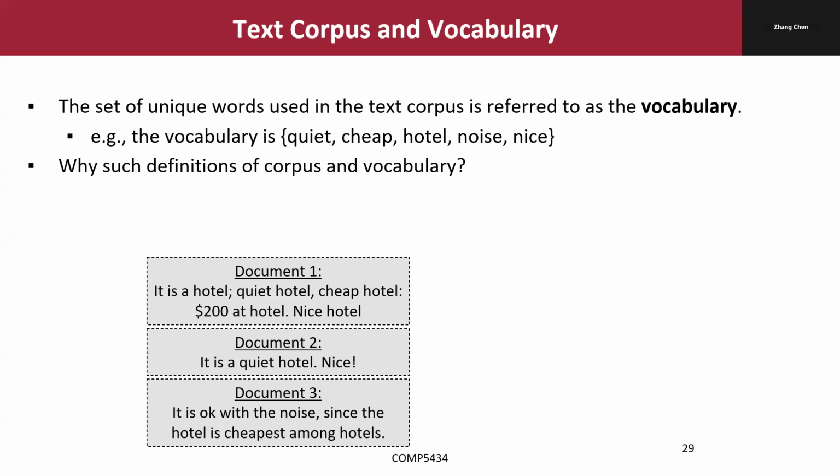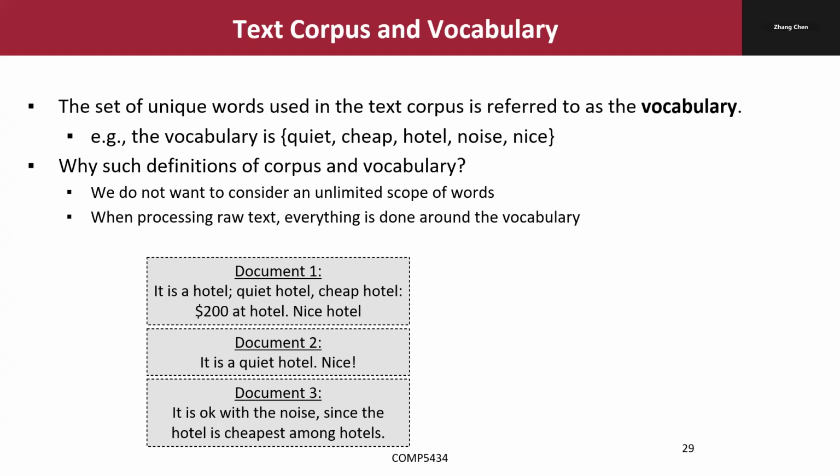But why such definitions of corpus and vocabulary, right? We define vocabulary for an important reason. We do not want to deal with an unlimited number of words, right? It's like defining the scope of our analysis. Of course, later on, we're going to use them to build up our vectors, and we only focus on the words that appear in our corpus. For example, the terms that never appear in our corpus will simply be ignored.